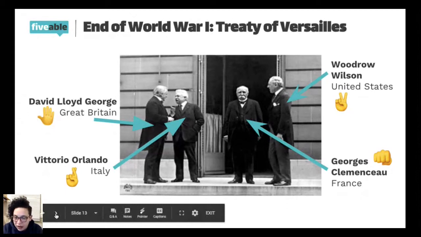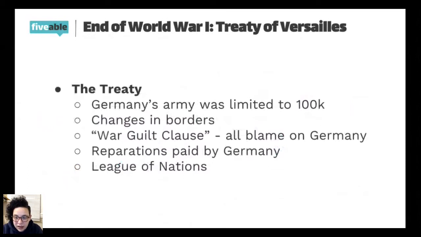And so the treaty itself is a whole mess of things, and it really becomes a cause of World War II. But basically, Germany is given really harsh treatment, just like Clemenceau wanted, right? And some of the stuff that Wilson wanted is in there to keep peace. So they all compromise on things, but it's really harsh against Germany.